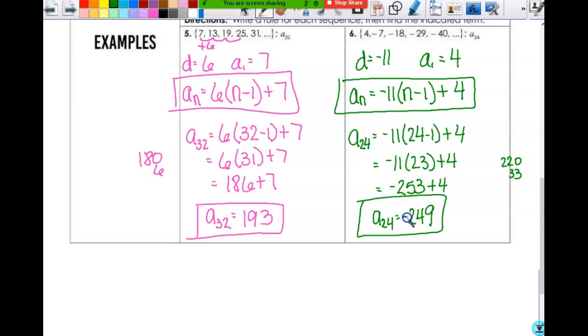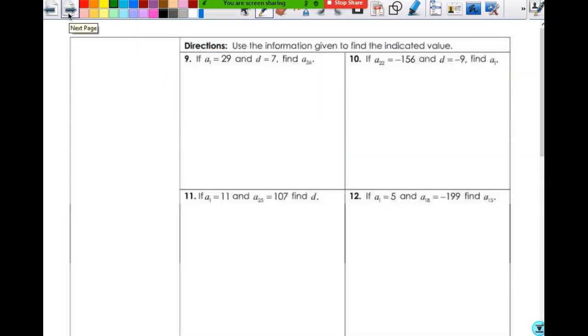I got negative 249. Any questions? Are we all good? Awesome. Okay, so let's look at finding some other stuff.